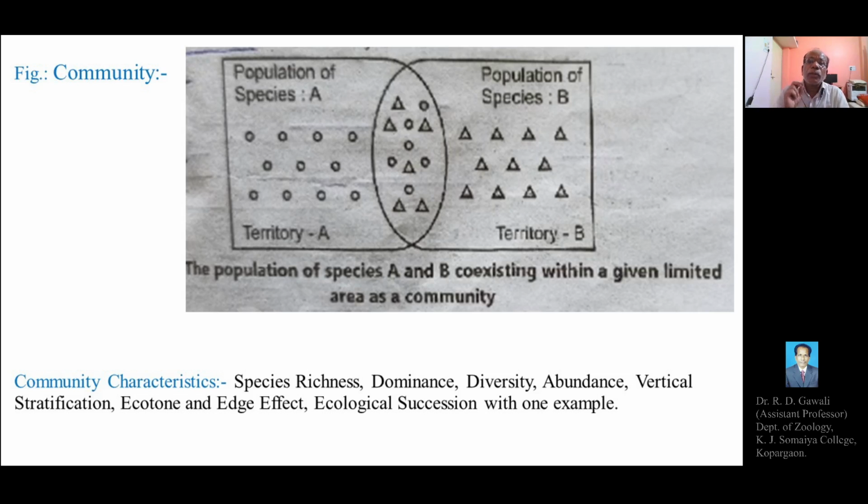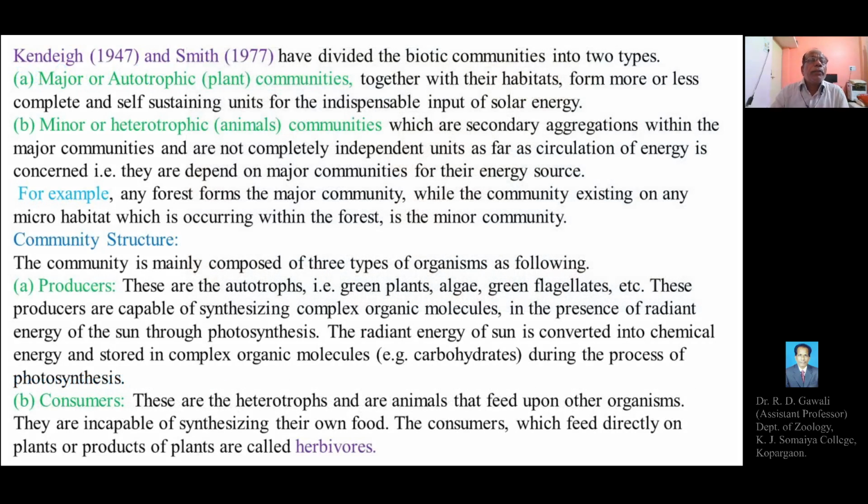The figure shows the population of species A and B coexisting within a given limited area as a community, that is in the center. We can see in the center where the two territories overlap, species A and species B both in the overlapping region of both territories, and this will form a community. Then we'll explain the remaining aspects of the community.